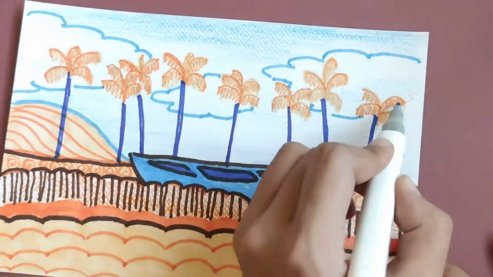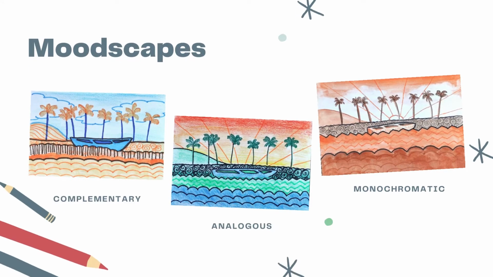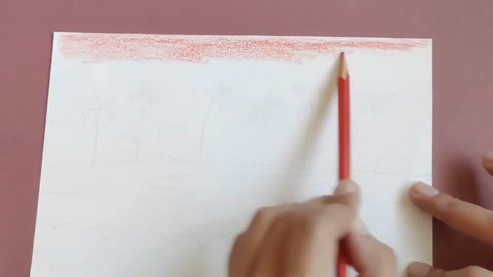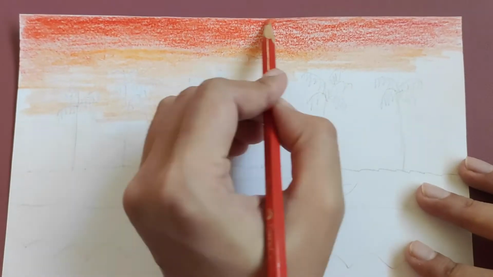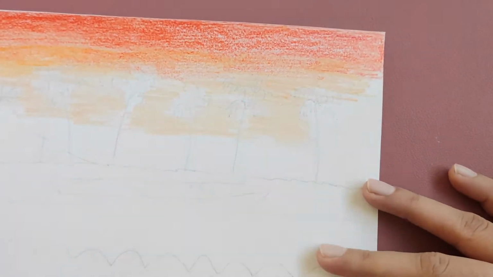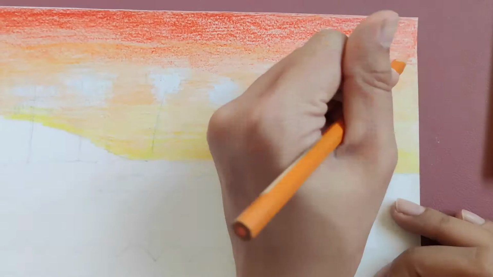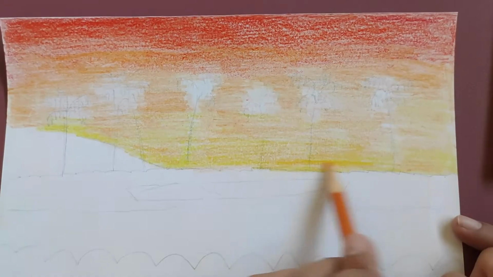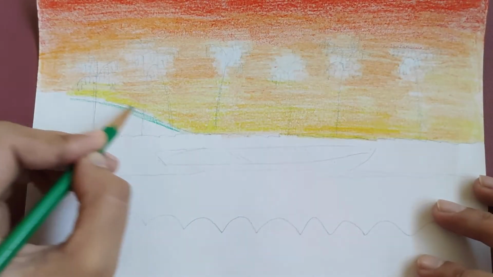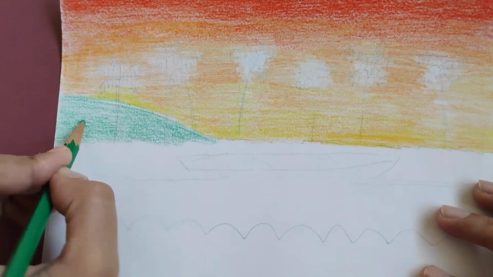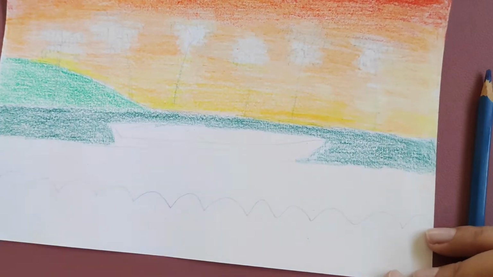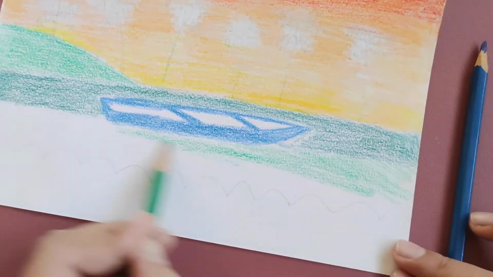Next, I will show you how I made a moodscape using analogous colors. I selected colors yellow, yellow-orange, and orange for this one, but you can choose up to 6 colors for as long as they are beside each other on the color wheel. I added blue, blue-green, and green. Again, make sure to outline the shapes first before adding the colors.